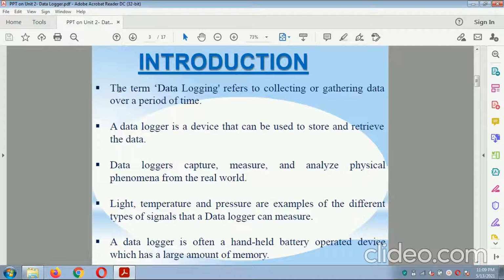The introduction. The term data logger refers to the collection or gathering of data over a period of time. The data logger is a device that can be used to store and retrieve the data. The data logger captures, measures and analyzes physical phenomena from the real world. Light, temperature and pressure are examples of the different types of signals that a data logger can measure. A data logger is often a hand-held, battery-operated device which has a large amount of memory.